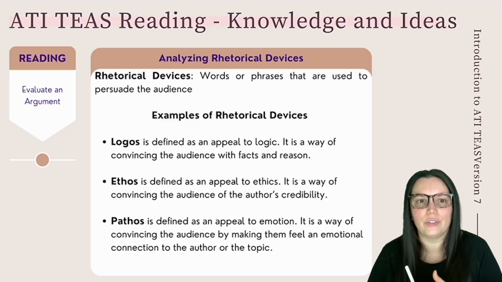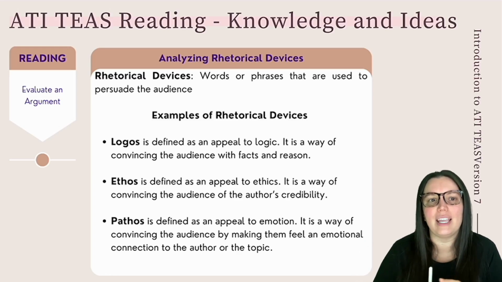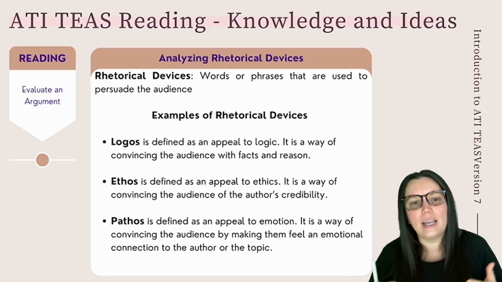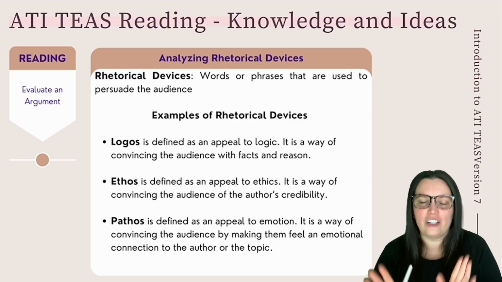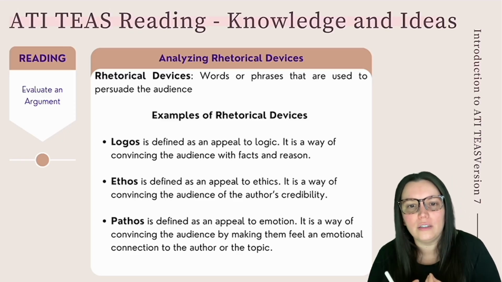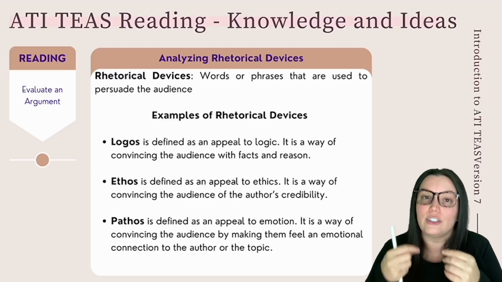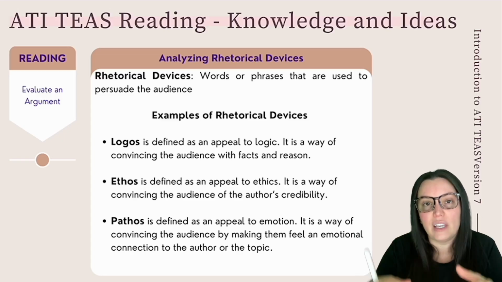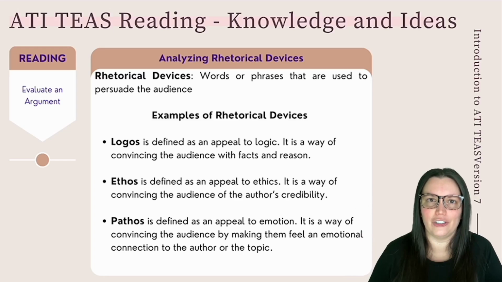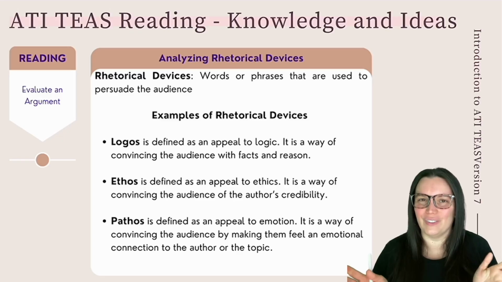And then lastly, pathos. Pathos is defined as an appeal to emotion. It is a way of convincing the audience by making them feel an emotional connection to the author and that particular topic. So an example of pathos would be if the author said, imagine how you would feel if you were the one affected by this. This is an appeal to emotion because he is trying to make the audience feel empathy. He or she is trying to make the audience feel empathetic by imagining what it would have been like had they been in that particular situation. That is logos, ethos, and pathos for rhetorical devices.